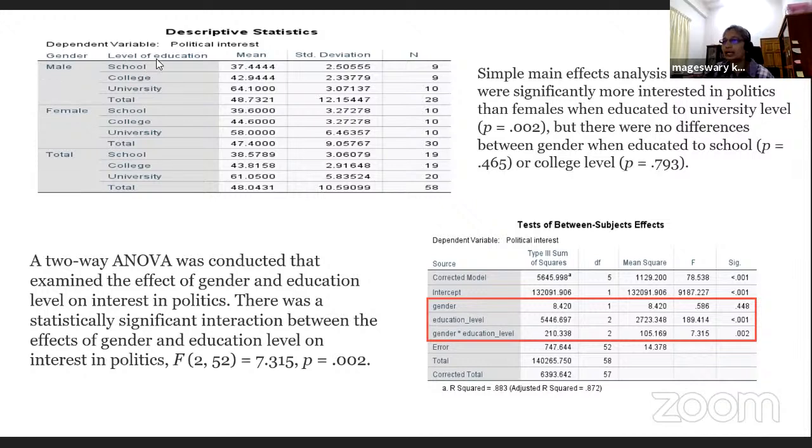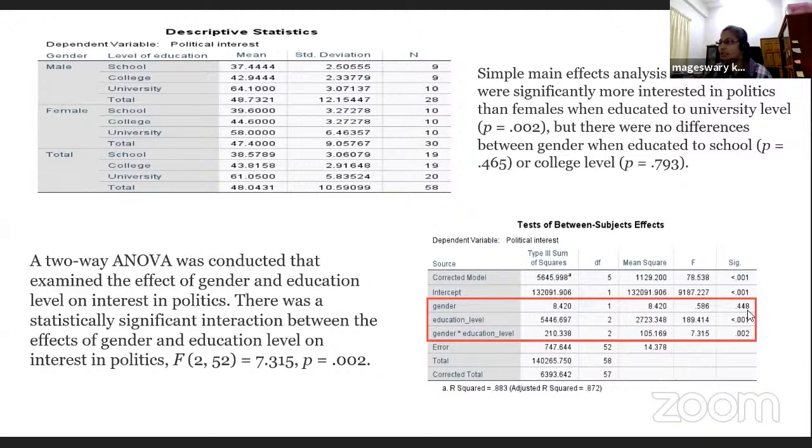Male and level of education is the dichotomy scale. Okay, you have grouping, right? So you have to make sure of that. Now, once your descriptive statistic is done, you go into the two-way ANOVA. So for two-way ANOVA, you can see for the gender.